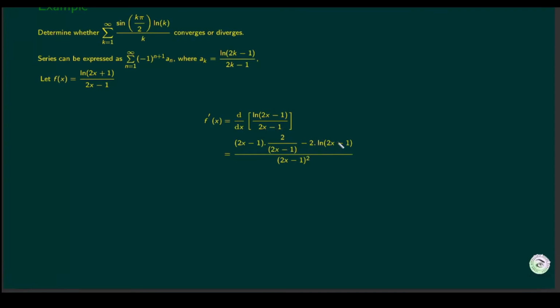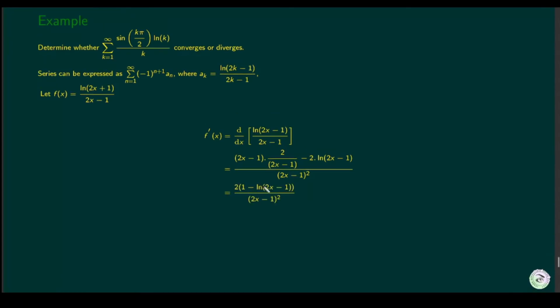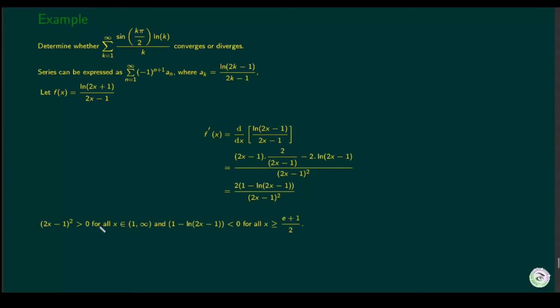Okay, here I can take the common factor 2x minus 1, cancel these 2x minus 1s, and pull out a 2. I can simplify this to this. Now this 2x minus 1 is positive on this interval. I only want it to be positive in an interval starting from some x. This is positive for all x, but we are interested in this interval, and then this one is negative for all x bigger than e plus 1 over 2. It's fine, no? If the tail of the sequence is decreasing, it's enough, because the first few finite terms are not going to make a change.